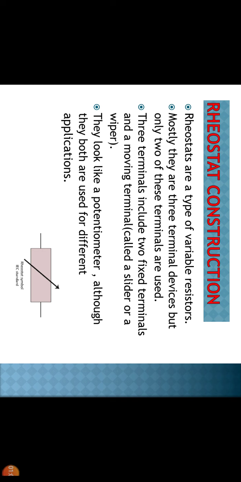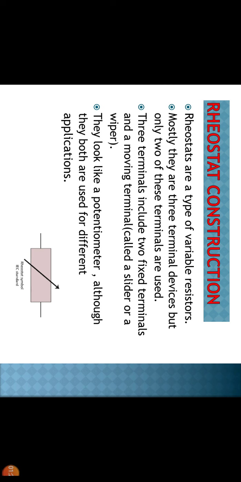So these rheostats are a type of variable resistors, as we have studied before. Mostly these rheostats are three terminal devices, but only two of them are used. These three terminals are terminal A, terminal B and terminal C. These three terminals include two fixed terminals, that are terminal A and terminal B, and a moving terminal called a slider or a wiper. This is terminal C.